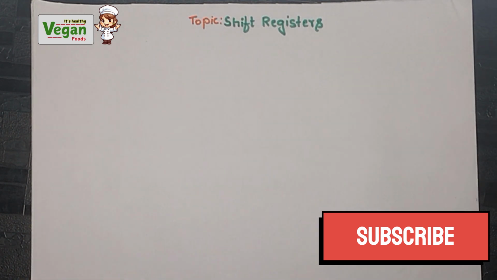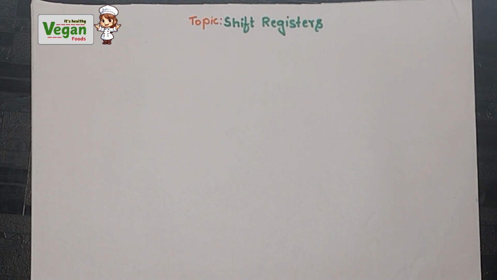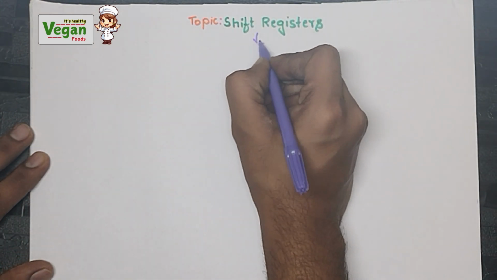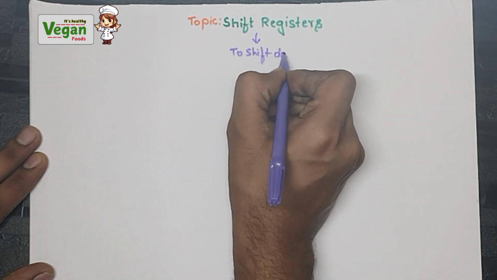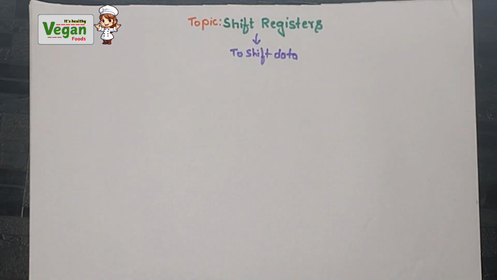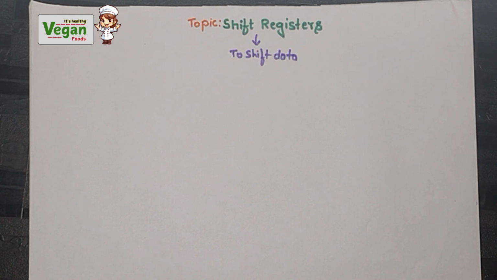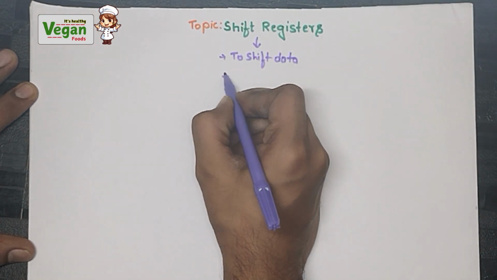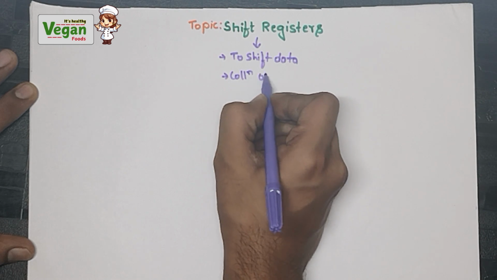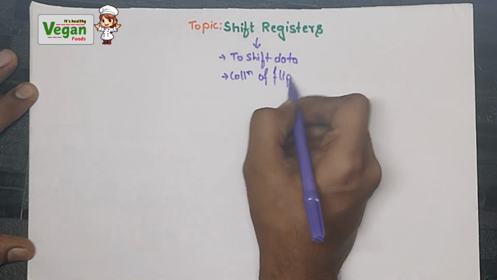Now if we see these shift registers, these are used to shift data. What this shifting of data does is help in data communication and data transferring. How does this shifting of the data take place? These shift registers are a collection of flip-flops.